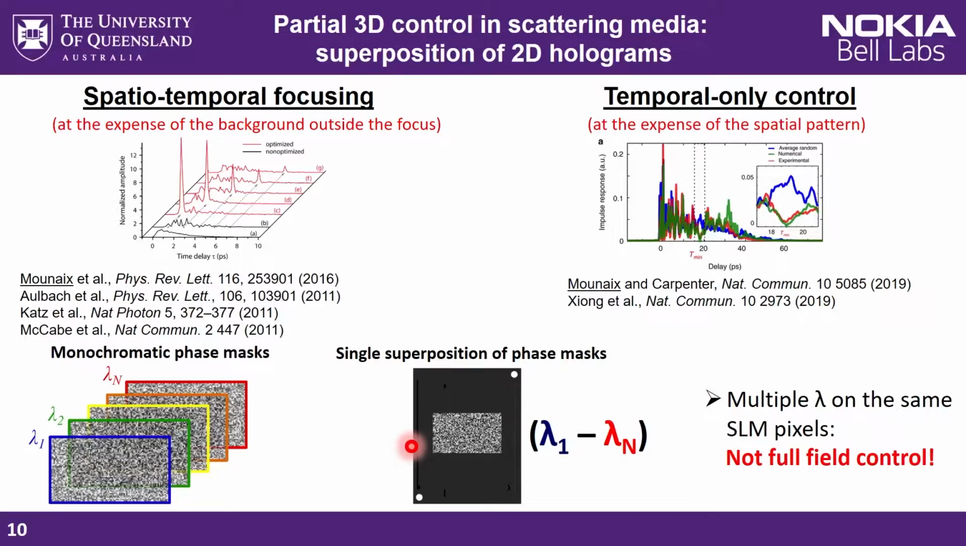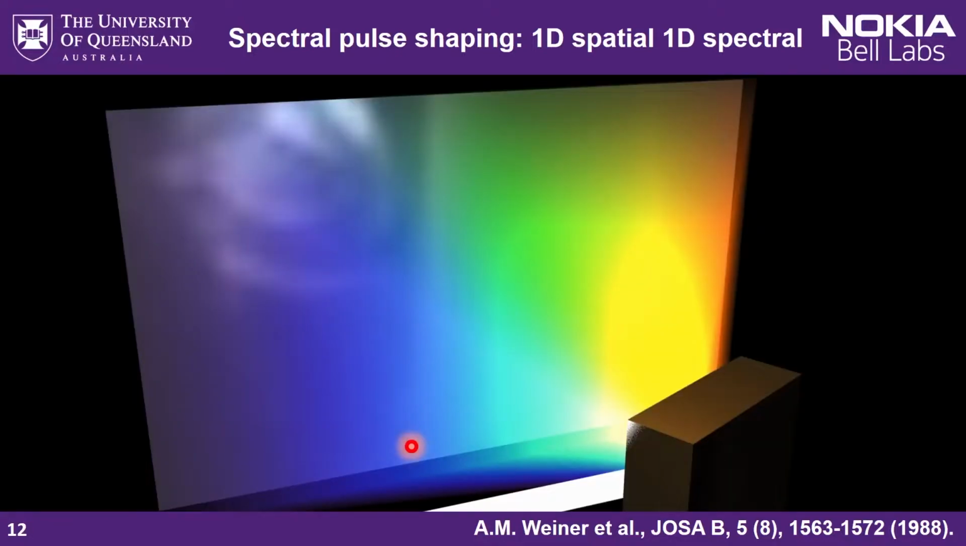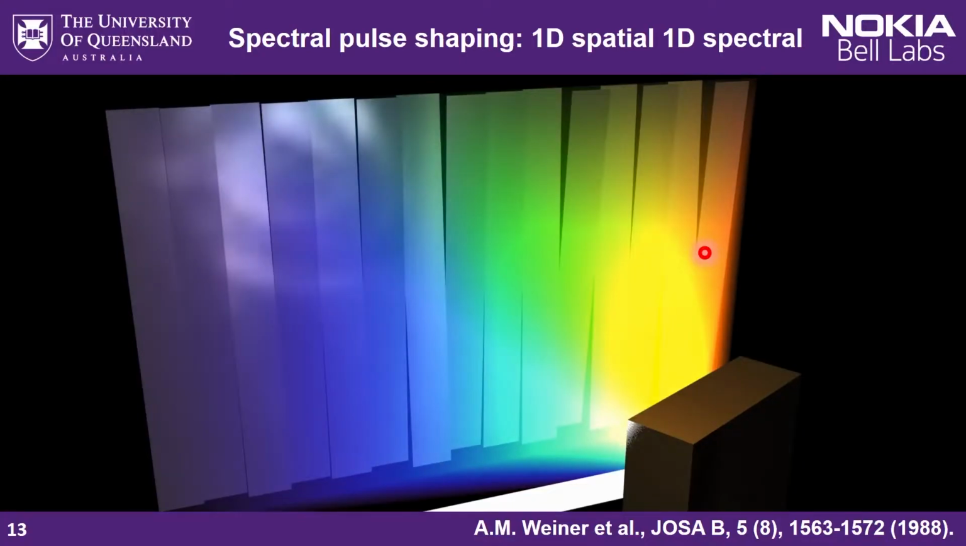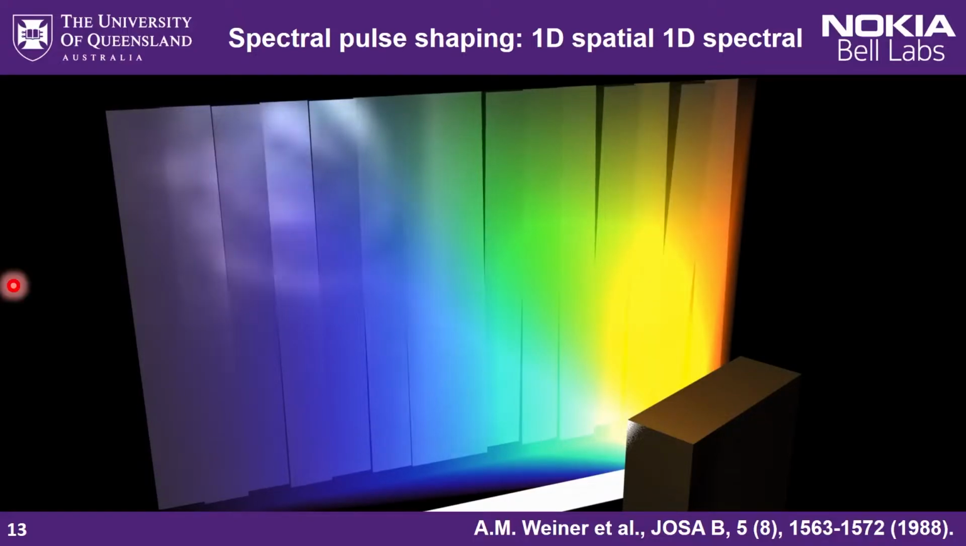So to avoid this superposition of spectral holograms on the same surface of the SLM, spectral pulse shaping provides a solution. A femtosecond pulse is dispersed with a grating, and the spectral components are imaged along one dimension of the SLM, the x-axis here. And then the y-axis of the SLM can be used for spatial steering. So the different spectral components can be steered to different spatial positions.